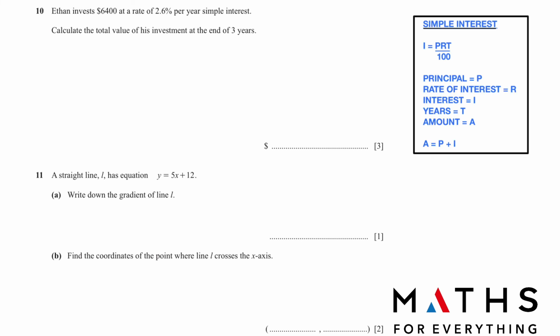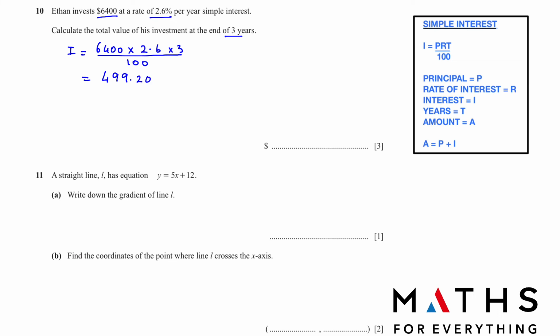You need to know that if you have simple interest, to find the simple interest, we use the formula PRT over 100. P is the principal, that is your starting amount, and P is 6,400. R is your rate of interest, which is 2.6. And T is time, which is 3, divided by 100. This will give us 499.20. This is our interest.